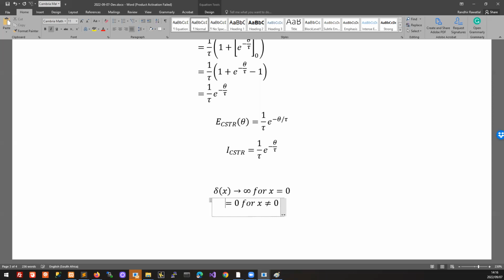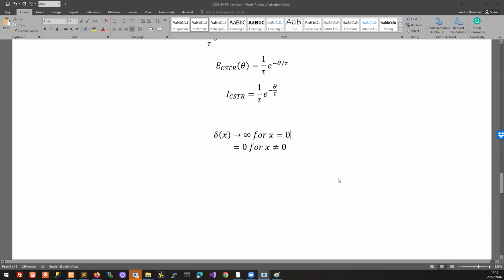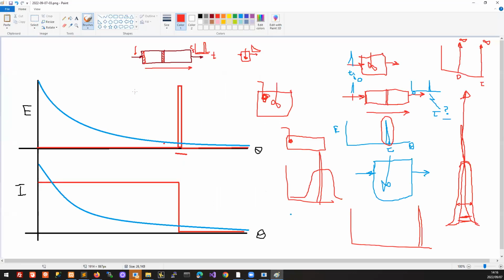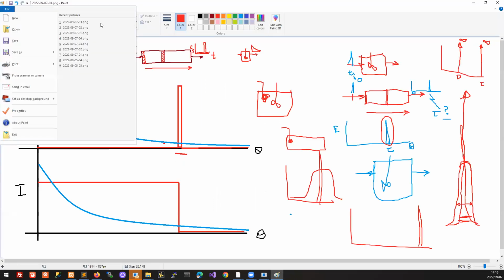So for x not equal to 0, the Dirac delta function equals 0. If we were to draw this plot, it would look like this. Okay, time to refresh here.